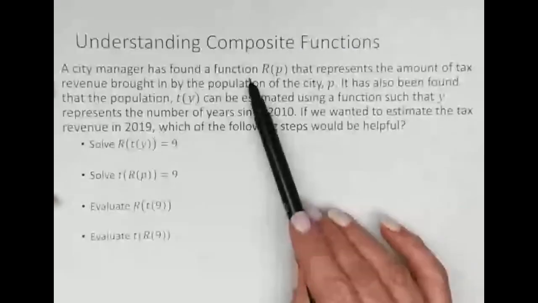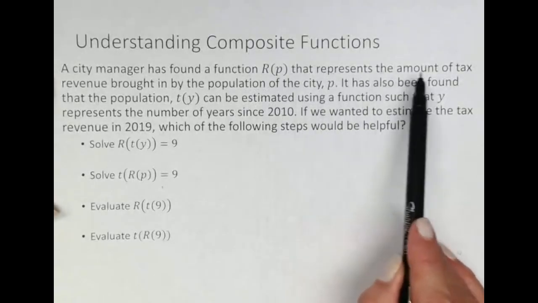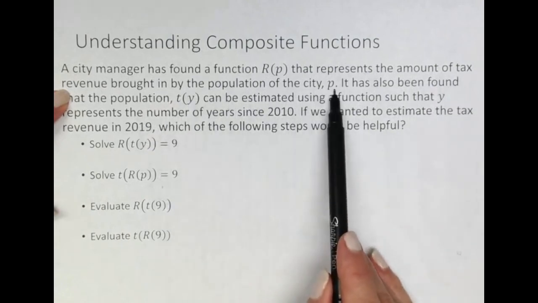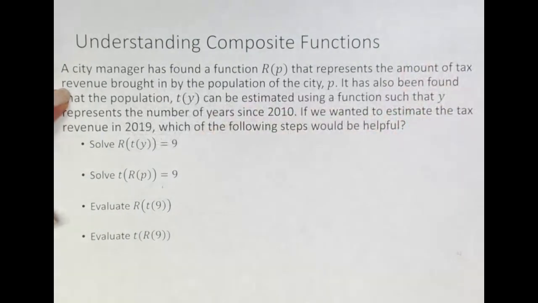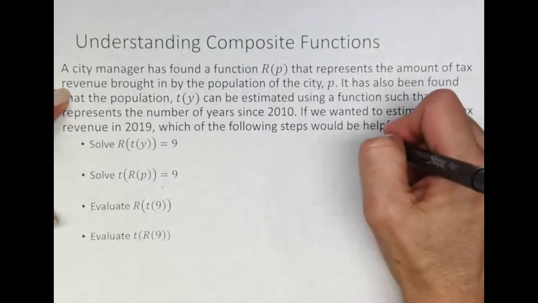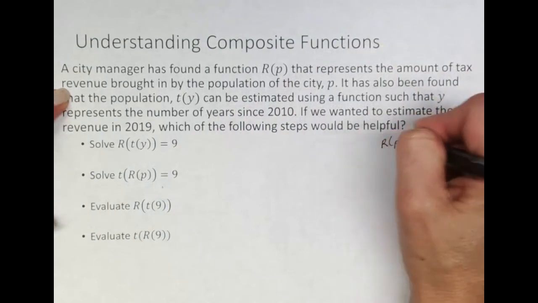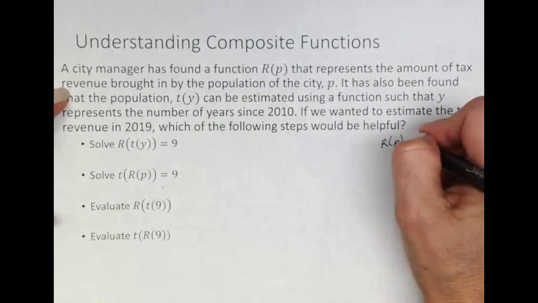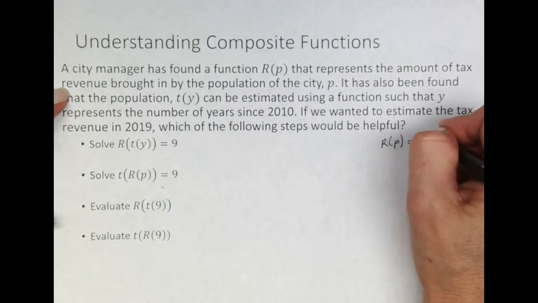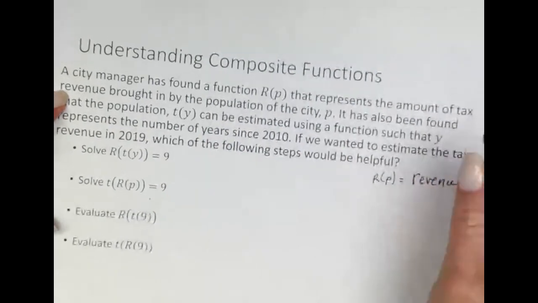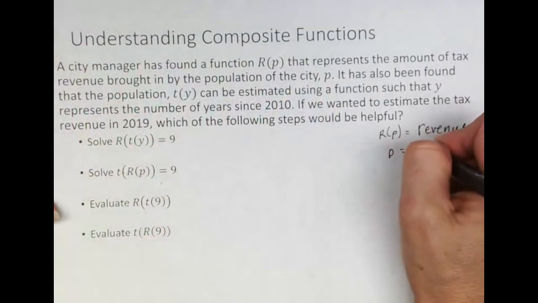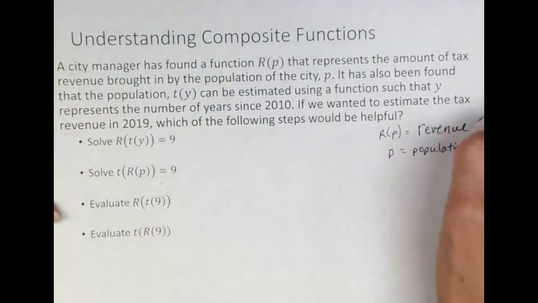Okay, the city manager found that there's a function, R of P, that represents the amount of tax revenue brought in by the population of some city, P. When I'm reading through problems like this, I like to write down what things are when they're defined, just to make sure I understand what's what. So the first thing they talk about is R of P. What is it? I think that's a function to find tax revenue, so we'll just call it revenue. And they're also telling us that P is the population of the city. Okay, so I got that.